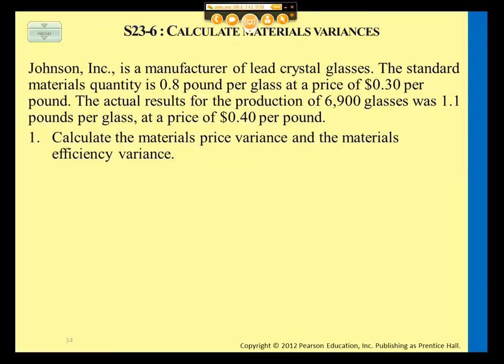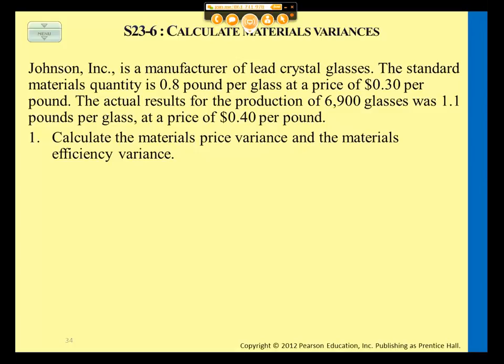A manufacturer of lead crystal glasses provides the materials variances calculations for us. The standard material quantity is 0.8 pound per glass at the price of $0.30 per pound. The actual results for the production are 6,900 glasses, with 1.1 pounds per glass at the price of $0.40 per pound. So let's calculate the materials price variance and the materials efficiency variance.